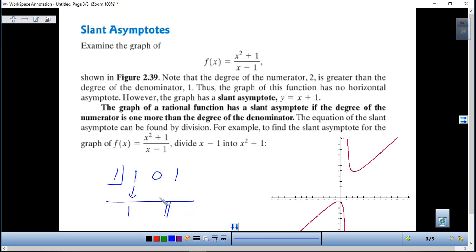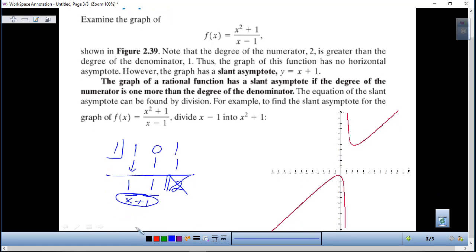So we're going to bring down the 1. 1 times 1 gives me 1. Add that, you're going to get 1. 1 times 1 gives me 1. It doesn't matter if it ends up with a remainder that's not 0. You're going to ignore that anyway. And this equation right here that you get, x plus 1, that is your slant asymptote. So when you divide it, whatever your quotient is, in other words, the answer to your division problem, that's going to be your slant asymptote.